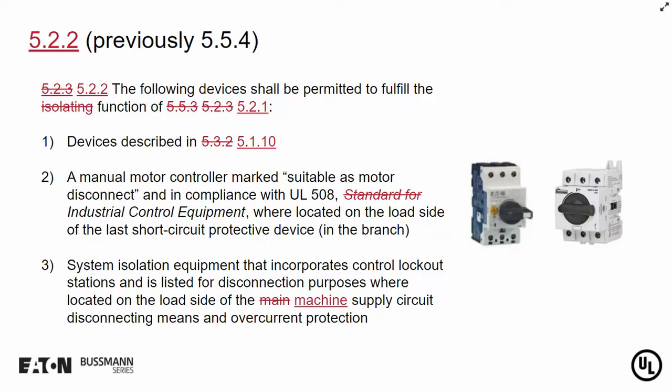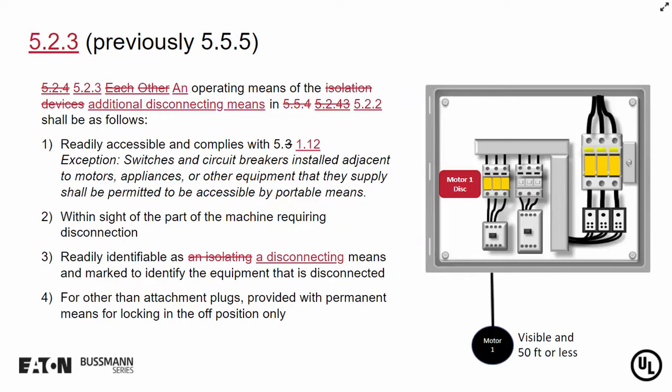And by definition, a manual motor controller can only turn a motor off and on. So these might be suitable for the operation of a motor, but they may not be able to serve as a motor disconnect unless, and here's the key thing, located on the load side of the last short circuit protecting device branch. And that really is more of an at-the-motor application. And the last one, we have system isolation equipment, which is permitted as well. Okay, moving on to section 5.2.3.